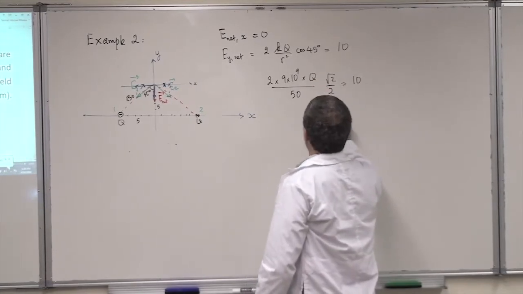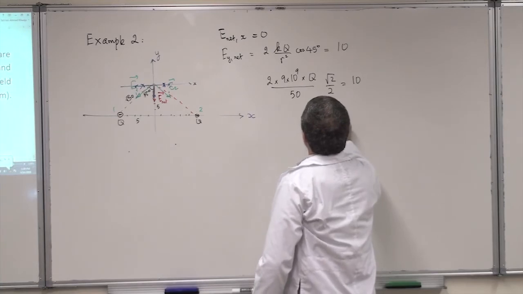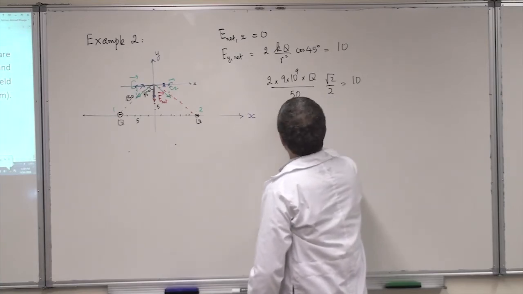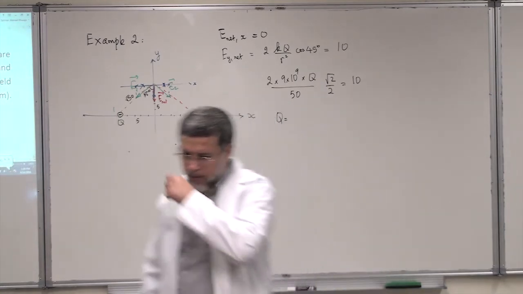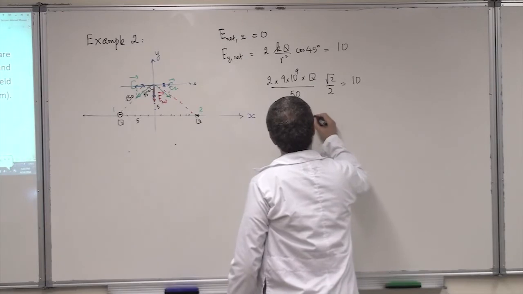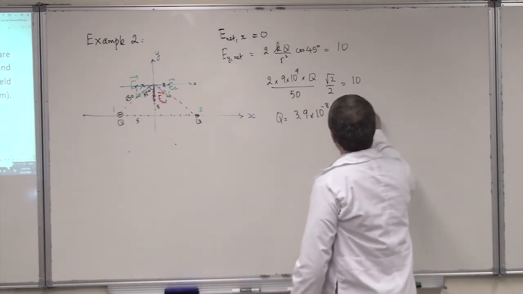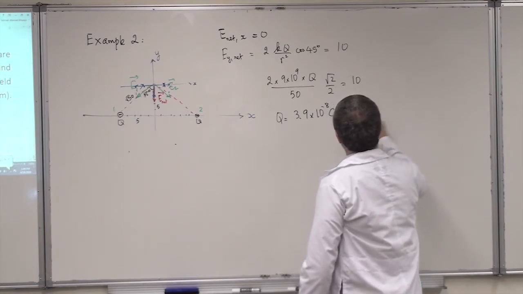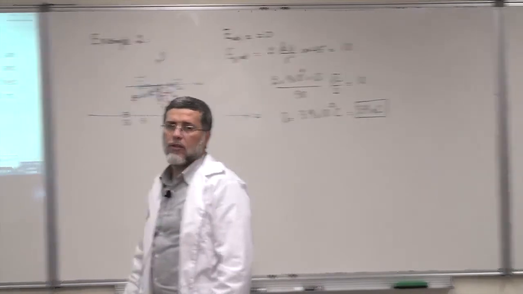So you can now do some manipulation here to find the charge. If you do the calculation correctly, the charge will be 3.9 times 10 to the power minus 8 Coulomb, or 39 nanocoulomb. That's the answer to this question here.